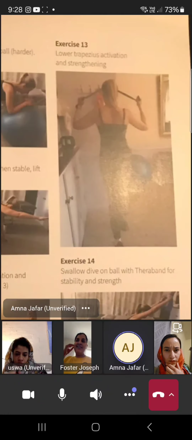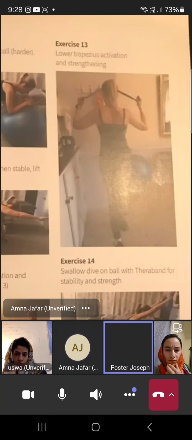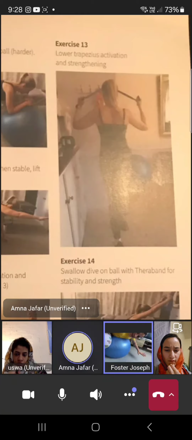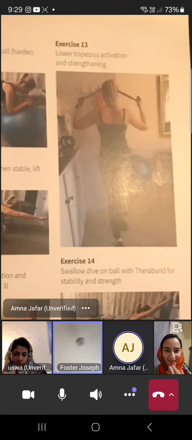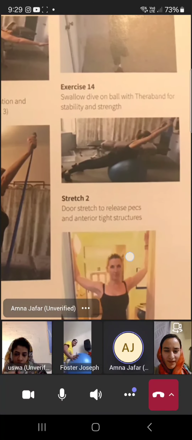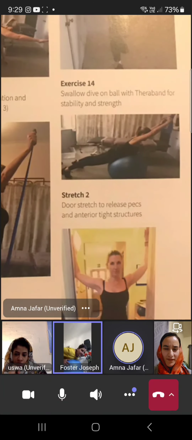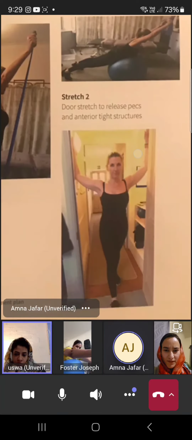Exercise 13, lower trapezius activation and strengthening. I can do it as well. I've got the ball. Yeah, go on. Sorry, I'm just trying to do it. Exercise 14, shallow dive on ball with TheraBand for stability and strength. You see, it's like that. Or stretch to release pecs and anterior tight structures.